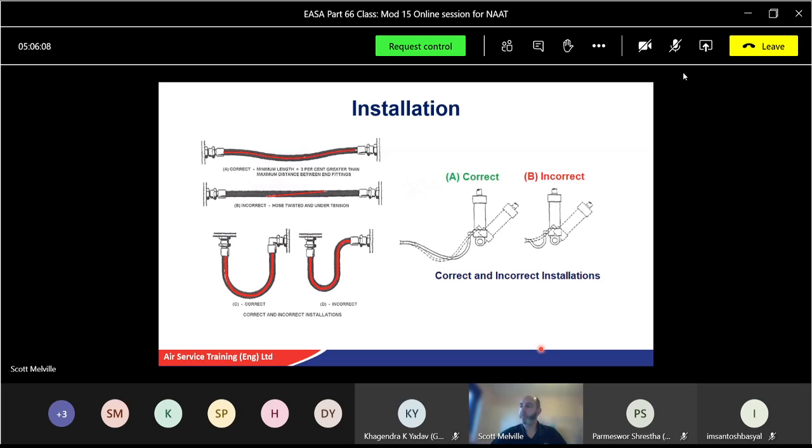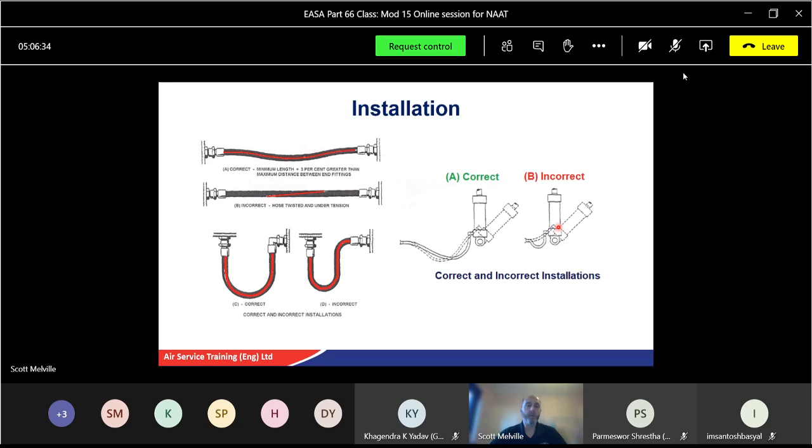Other ones, it's the same sort of thing again. We've got correct and incorrect installations. Again, you've got the join, a nice long loop, nice and correct. Whereas here, very short, so maybe it won't work properly. When that bends back and forward, that's going to put a lot of stress on it as it goes in and out. So again, you won't have to make the pipes up.